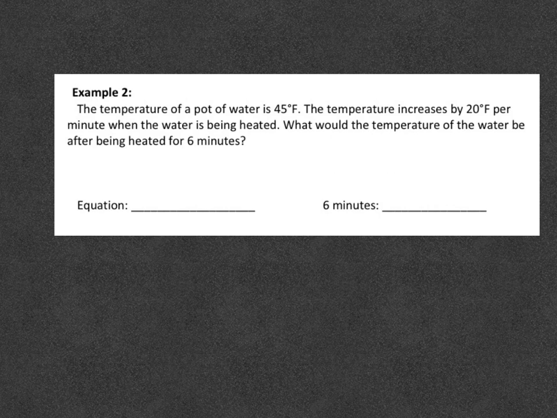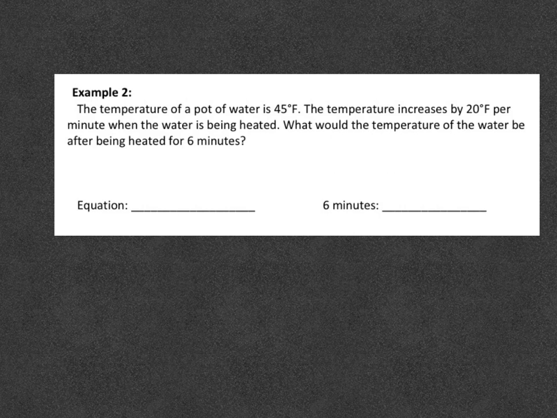Second example, all we're going to do is write the equation, and then we're going to calculate how much the temperature would be after 6 minutes. Alright, starting out, it says the temperature of a pot of water is 45 degrees Fahrenheit. The temperature increases by 20 degrees Fahrenheit per minute when the water is being heated. What would the temperature of the water be after being heated for 6 minutes?